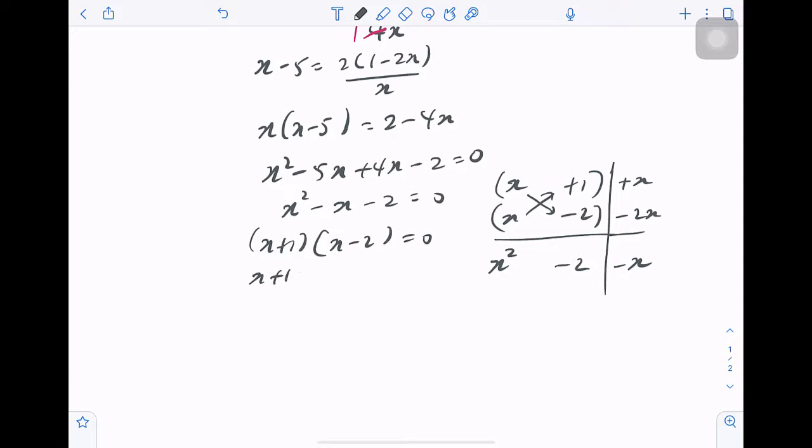So either x plus 1 is 0 or x minus 2 is 0. Alright, so x is negative 1 or x is 2. These are your final answers for this question.